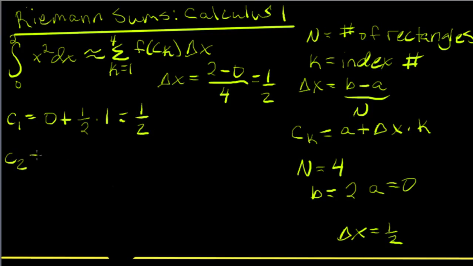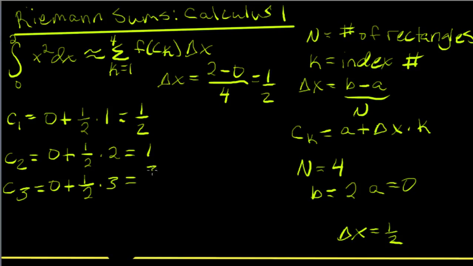Now we go to c2. And c2 is a, which is 0, plus delta x, which is 1/2, times our index, which is 2. So 2 times 1/2 plus 0 is 1. We're going to look at c at our third index. And it's going to be a, which is 0, plus delta x, which is 1/2, times our index k, which is 3 now. So this will give us 3/2.